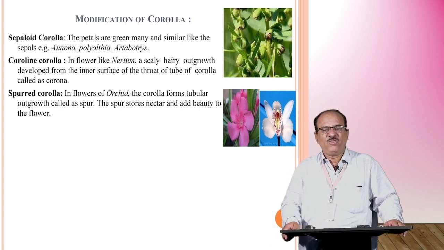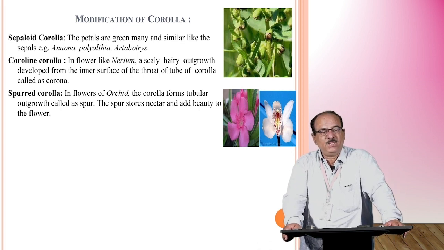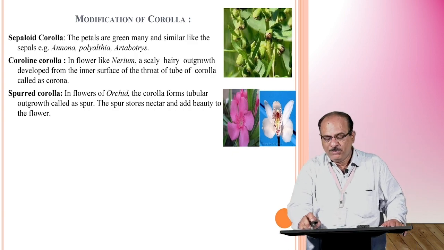And the third one is the spurred corolla. Especially in orchids, the corolla forms an outgrowth called the spur, which stores the nectar and adds to the beauty of the flower.